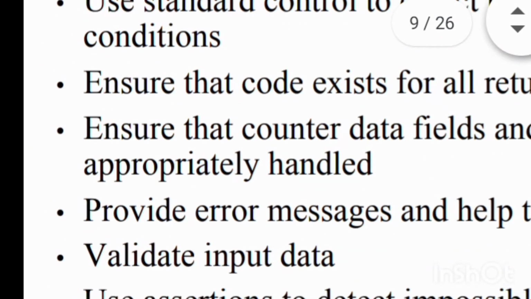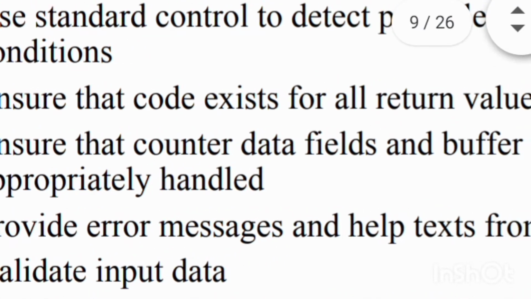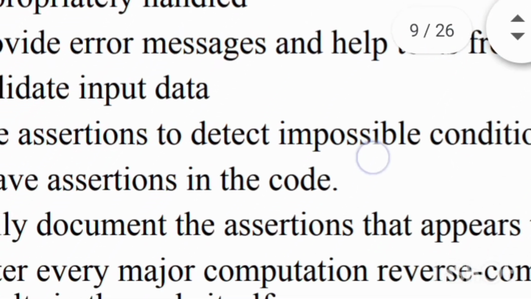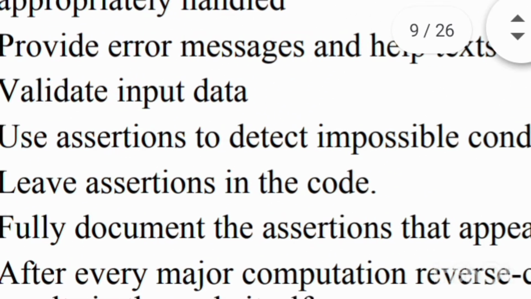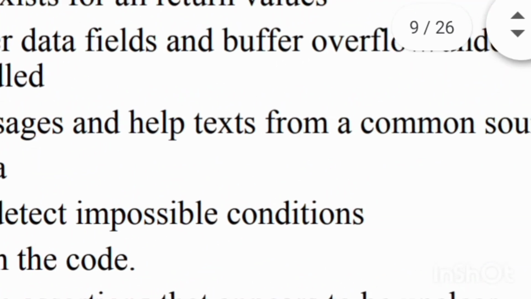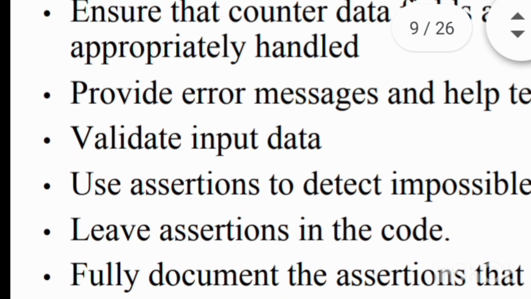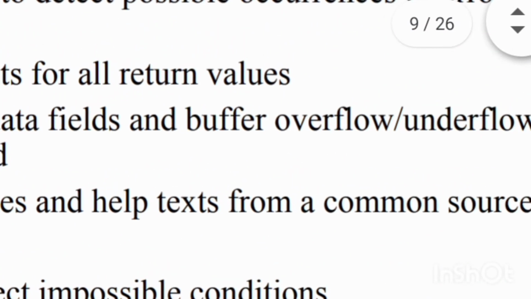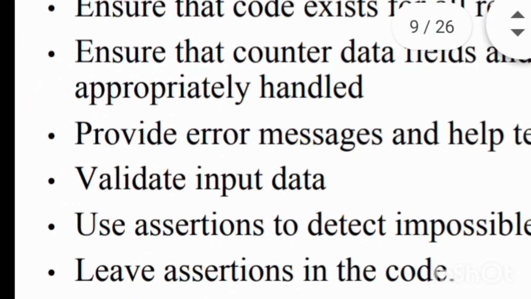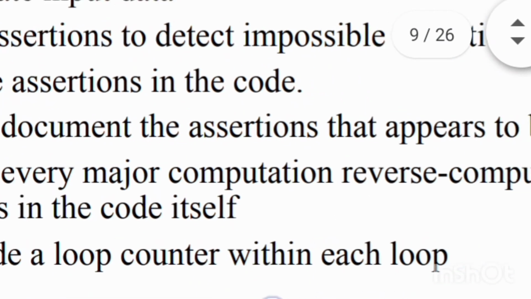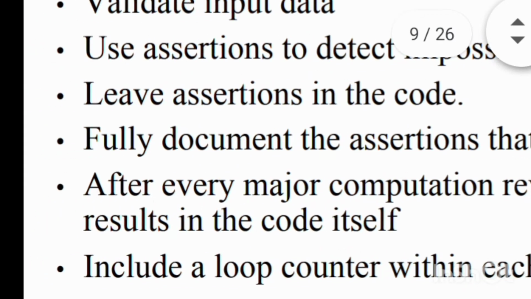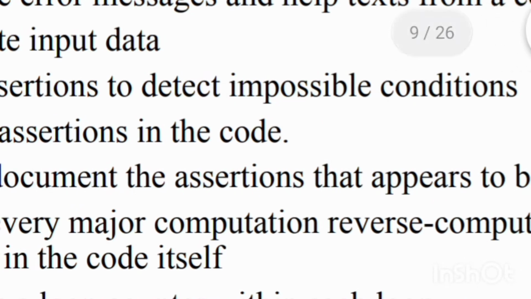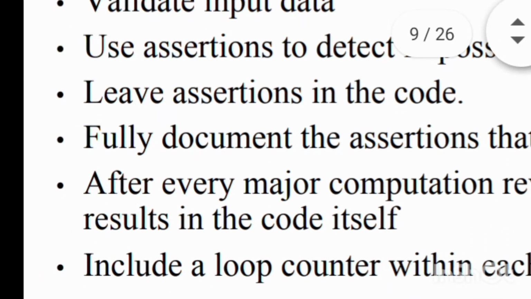Defect prevention. Defect or bug. How do we prevent the defects? Build instrumentation code into the code. Use standard control to detect possible occurrences of error conditions. So first we have to understand the possible occurrences of error conditions. Ensure that code exists for all return values. We must understand whatever the code exists for all return values.